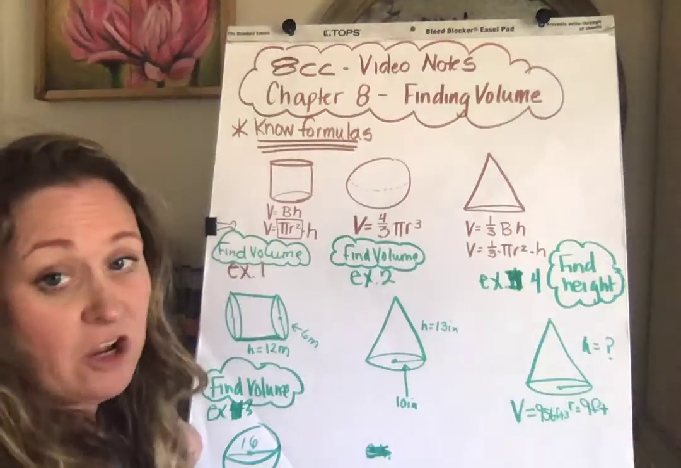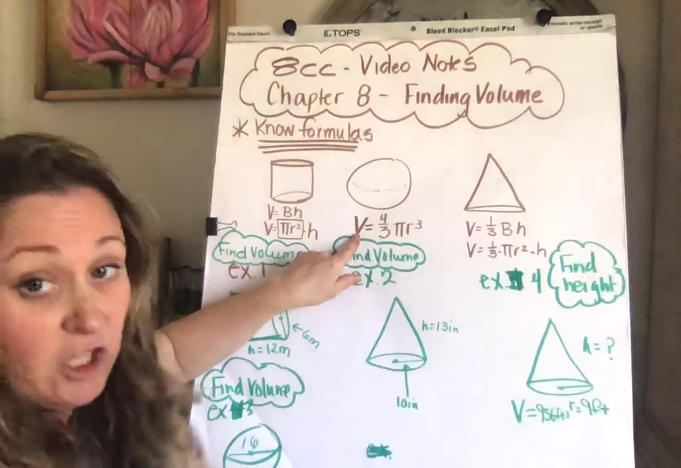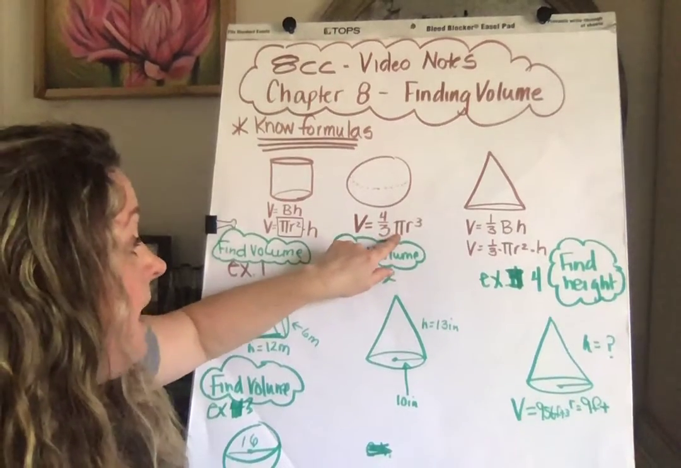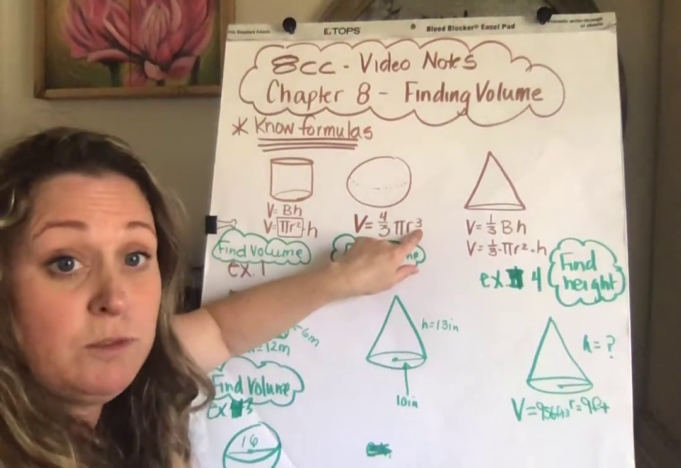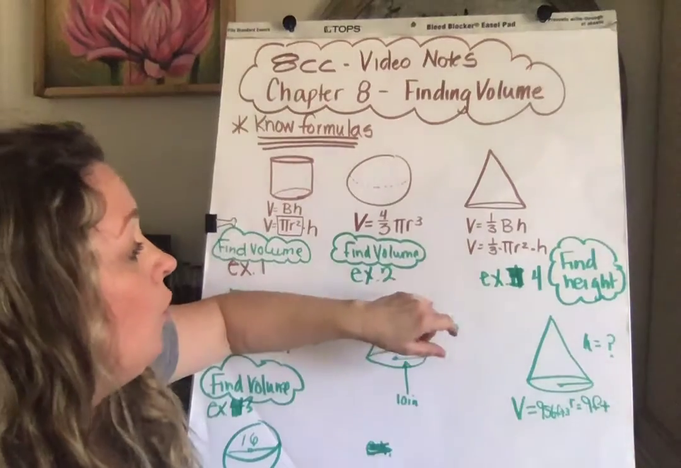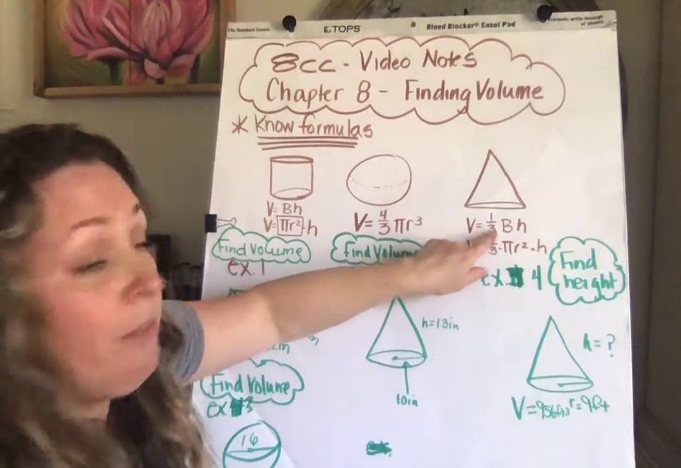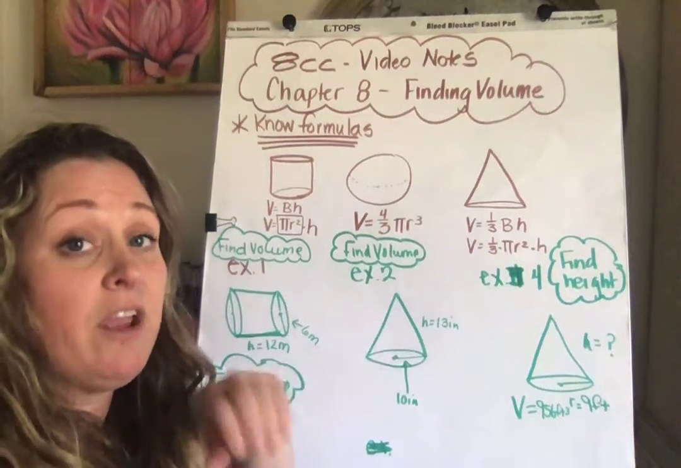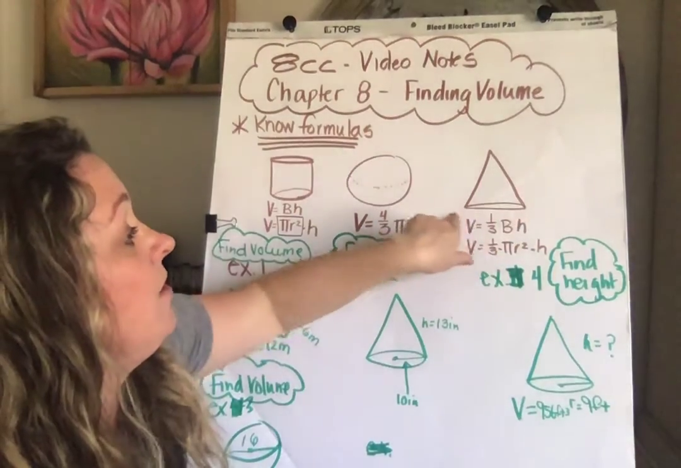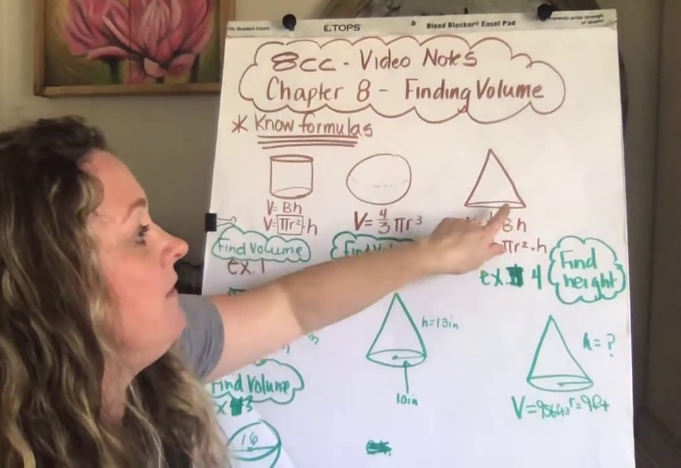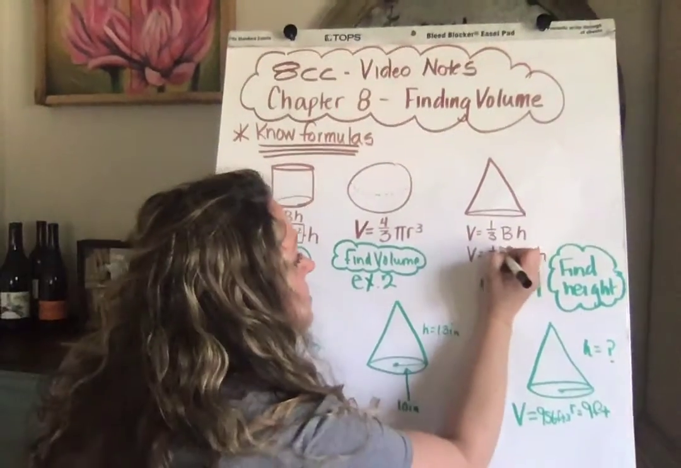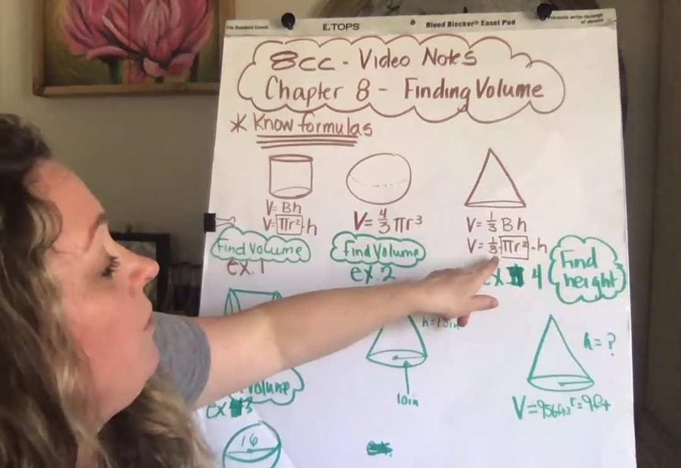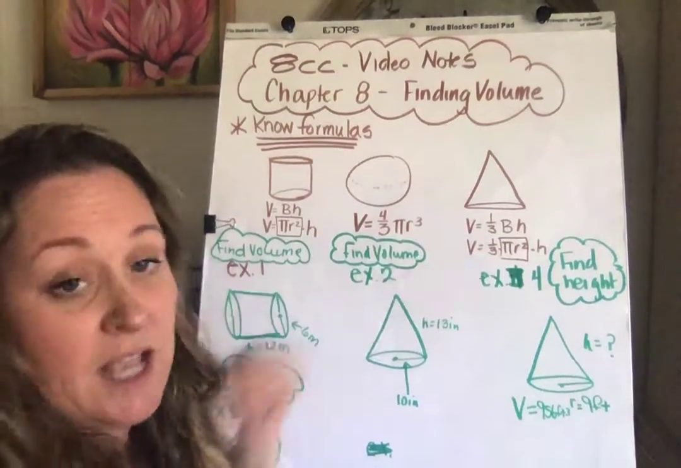For a sphere, you're going to find the volume of a sphere. Volume equals 4/3 times pi times r cubed. Volume of a cone is volume equals 1/3 big B times h. A big B is the area of the base, and the shape of the base of a cone is a circle. So pi r squared is the area of a circle. So 1/3 times pi r squared times height.